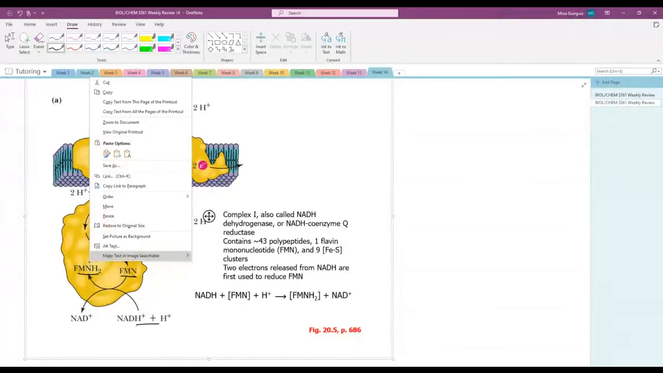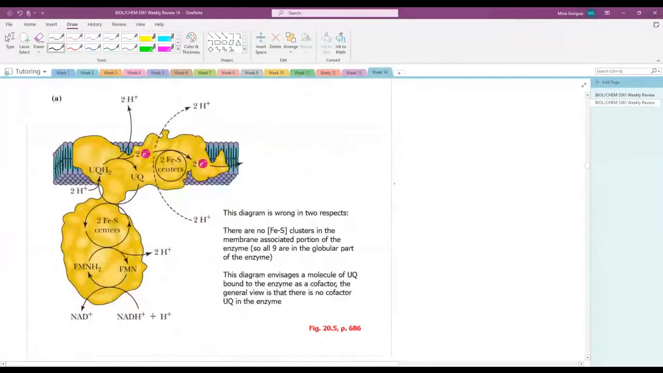Then, actually I think, yes, it goes into more depth in the next slide. Okay.